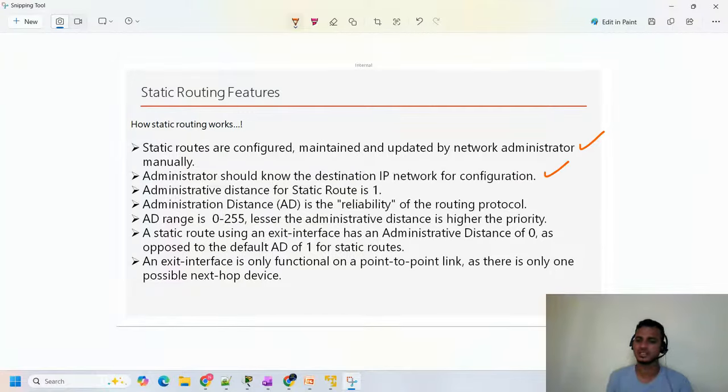To configure static routes, the network engineer should know the destination network ID, the destination network IP addresses, or the IP-related information. And the static route AD value is 1.